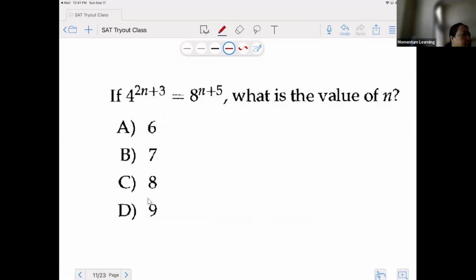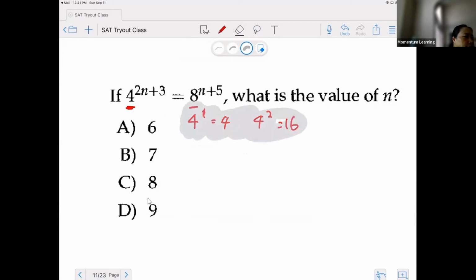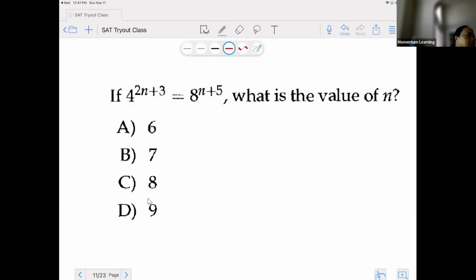Now remember, I said when you have the exponent, and you notice I don't have the same base, let's change that to the same base. Can I change 8 to base 4? I cannot, right? Because 4 to the power 1 is 4, and 4 squared is actually 16. So I cannot put 8 to base 4, but I know they can both have base 2. So 4 itself is 2 squared.